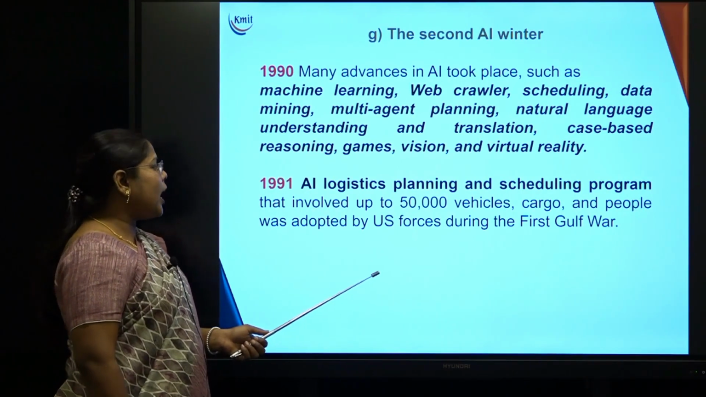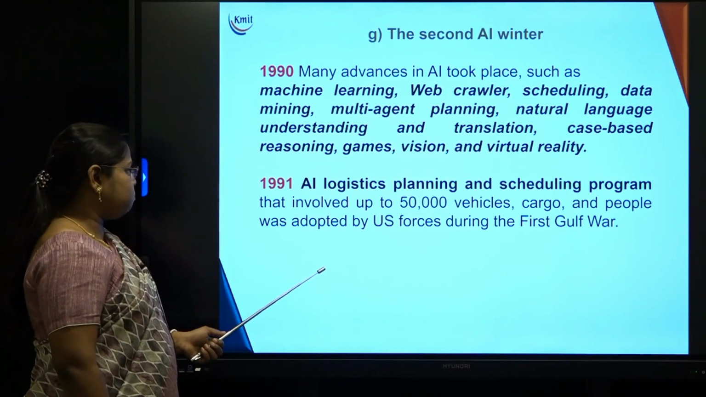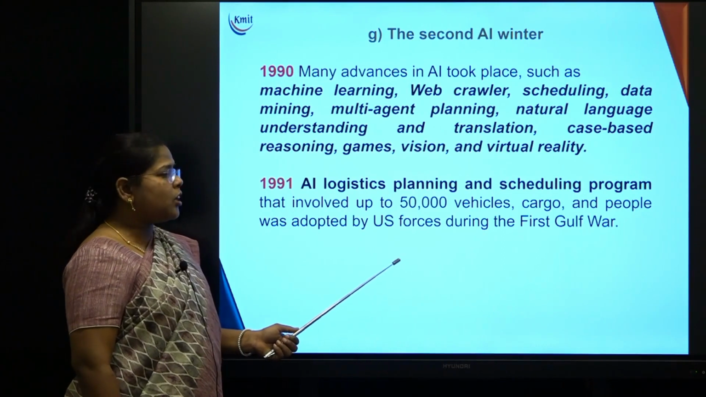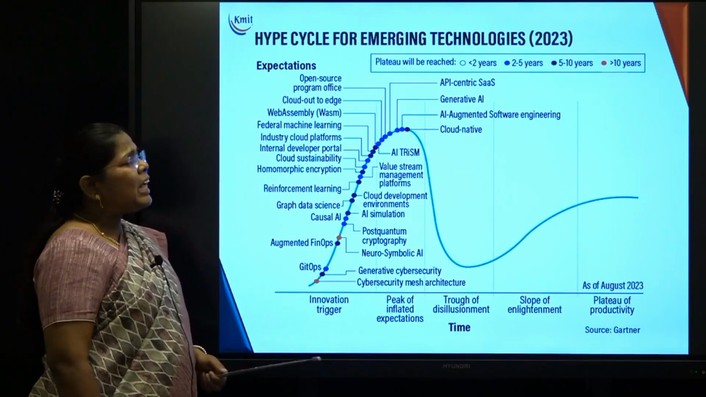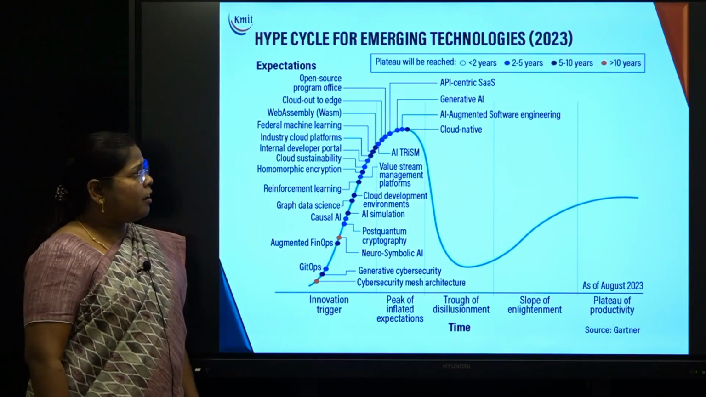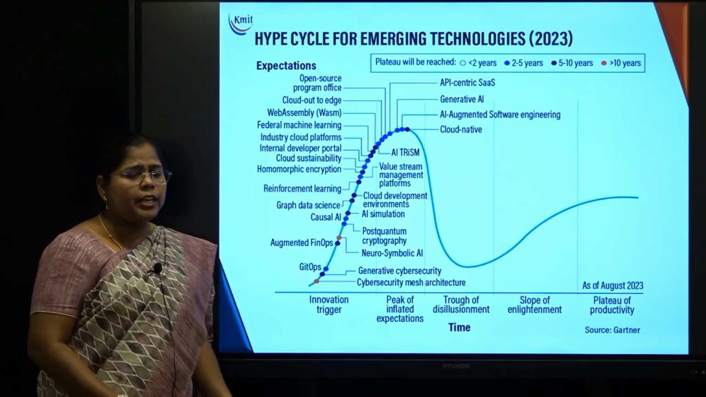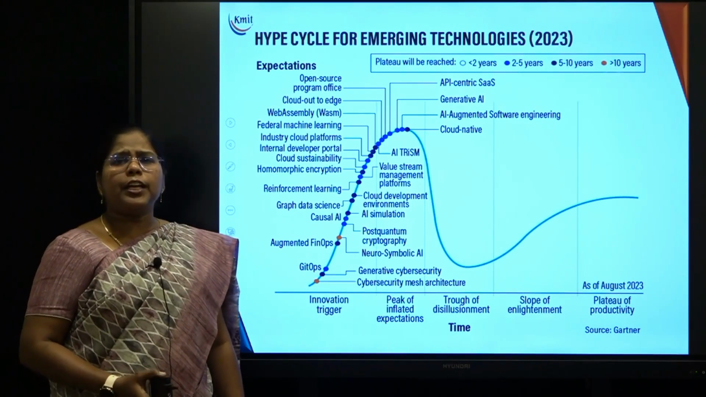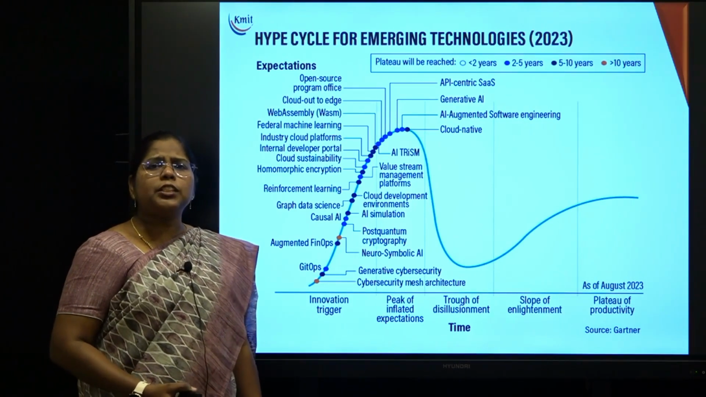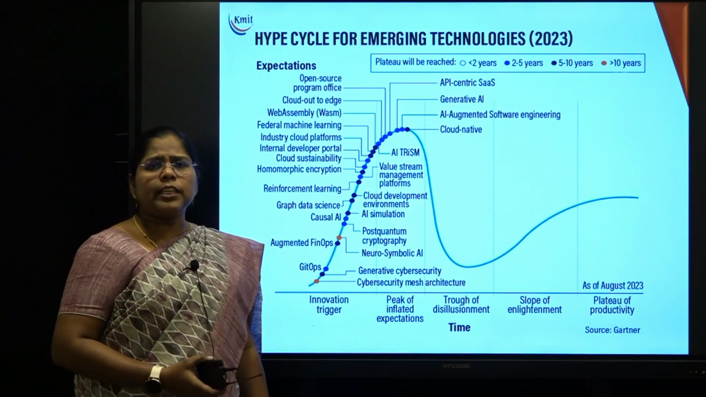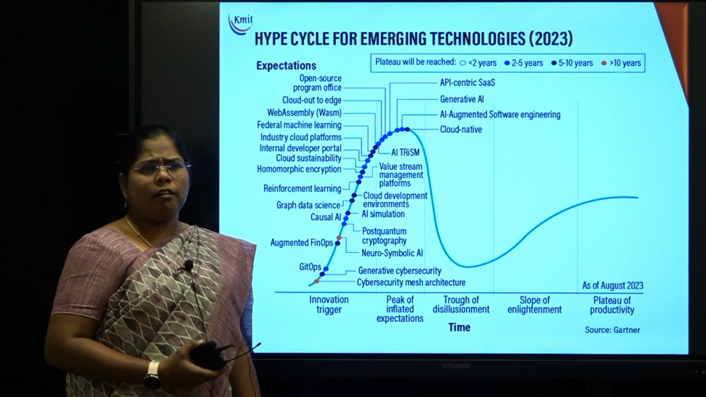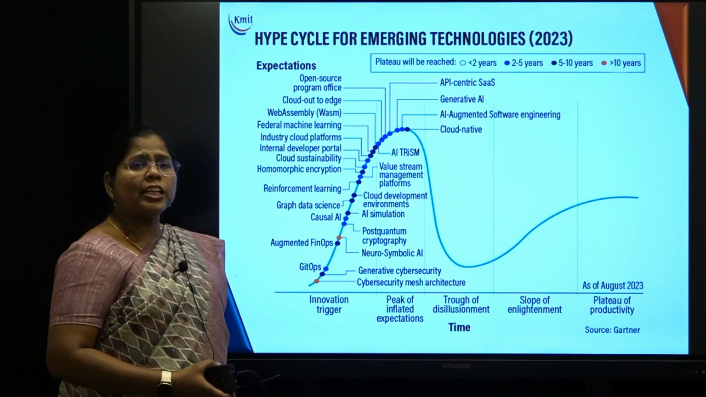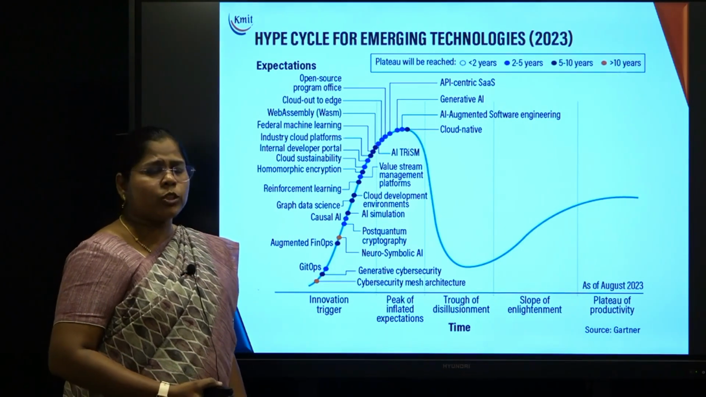Later in 1991, AI logistics was planned, with scheduling algorithms to solve the movement of 50,000 vehicles, cargoes, and people, adopted by US forces during the first Gulf War. Later in the 1990s, AI began to be used for creating many processors, sensing devices, hacking devices, and so on, so that the technology has emerged very much.